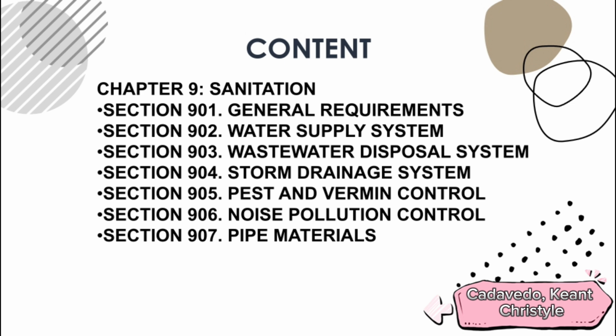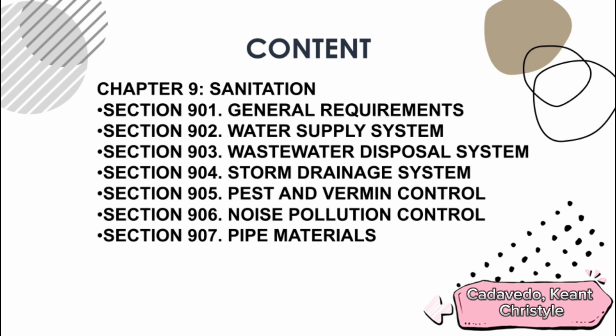Chapter 9, Sanitation. Section 901, General Requirements. Section 902, Water Supply System. Section 903, Wastewater Disposal System. Section 904, Storm Drainage System. Section 905, Pest and Vermin Control. Section 906, Noise Pollution Control.